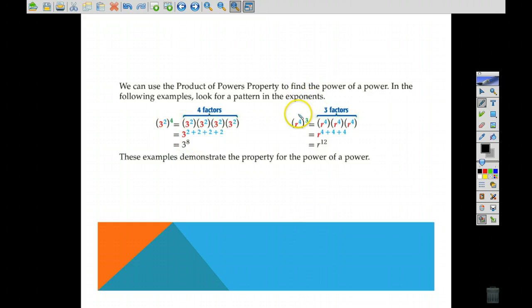All right, let's try another one. R to the fourth to the third power. So R to the 4, R to the 4, R to the 4, add the 4s, and you have R to the 12th power. So you have a 4 and a 3, and that became a 12. All right, so these examples demonstrate the power property for the power of a power.